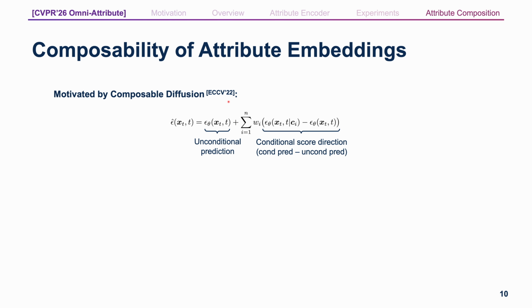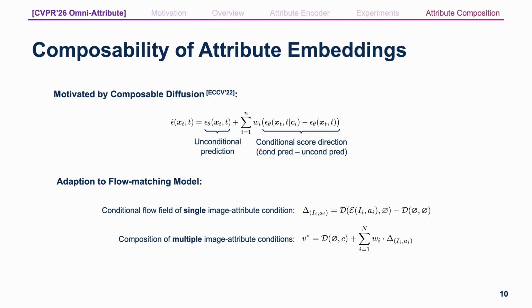In the original CFG, we calculate the difference between the conditional prediction and the unconditional prediction to get a conditional score direction. Composable diffusion found that multiple input conditions can be fused together through a linear combination of these conditional score directions. We follow this approach and extend the formula to our flow matching model. Specifically, for each image attribute condition, we compute its conditional flow. Then we achieve multi-attribute composition by computing a linear combination of these individual conditional flow fields.